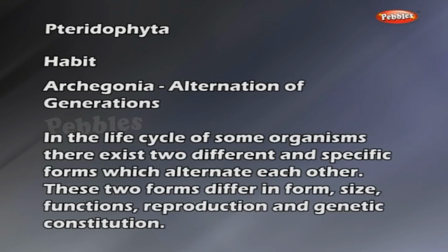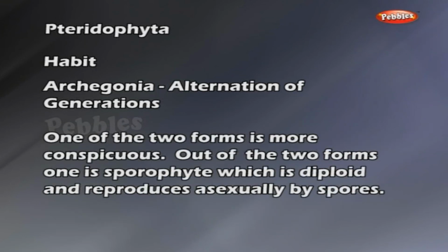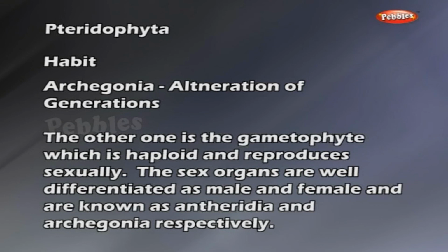Alternation of generations. In the life cycle of some organisms, there exist two different and specific forms which alternate each other. These two forms differ in form, size, functions, reproduction, and genetic constitution. One of the two forms is more conspicuous. Out of the two forms, one is sporophyte, which is diploid, and reproduces asexually by spores. The other one is the gametophyte, which is haploid and reproduces sexually.